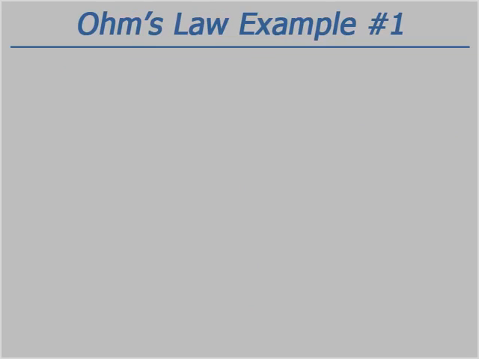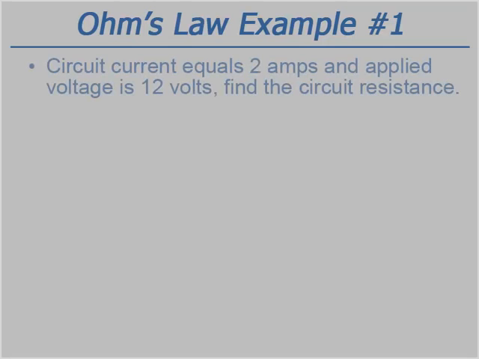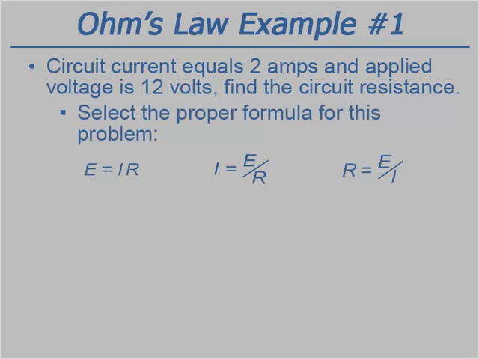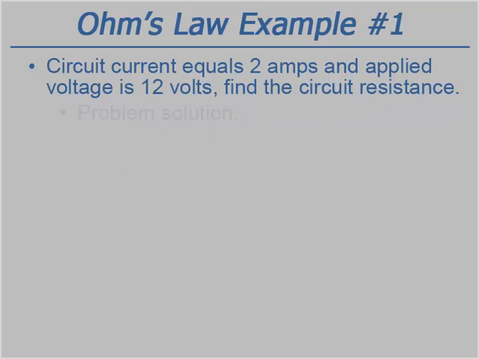Now, let's go through a few examples using Ohm's law to solve electrical circuit problems. For this example, find the circuit resistance for an electrical circuit which has an applied voltage of 12 volts and a current flow of 2 amps. Select the proper formula to solve this problem. Since the electrical circuit's applied voltage and current flow are known, using the Ohm's law formula for resistance is correct.